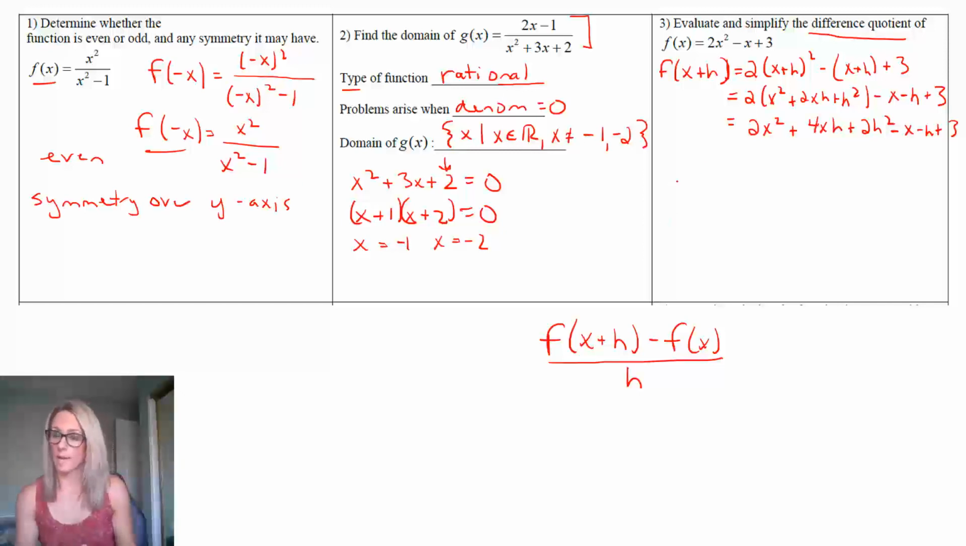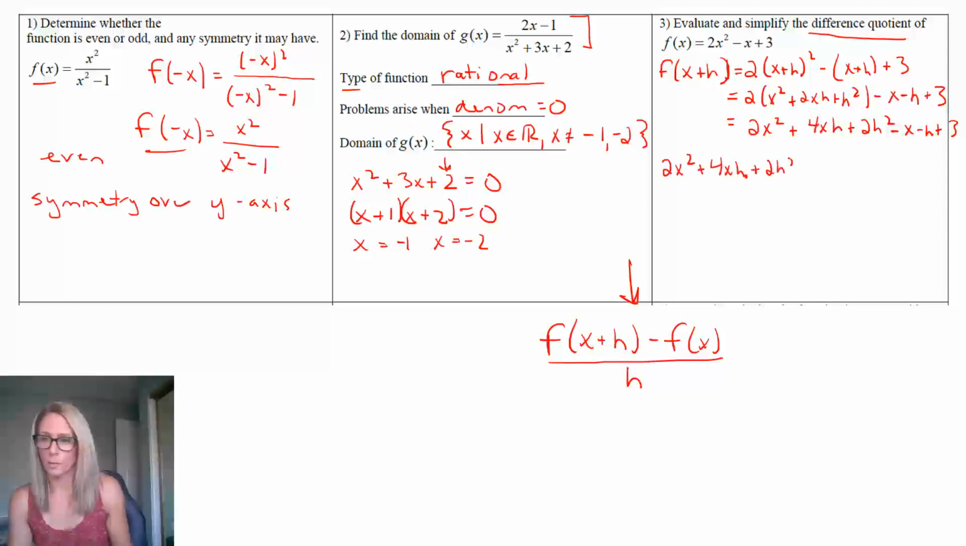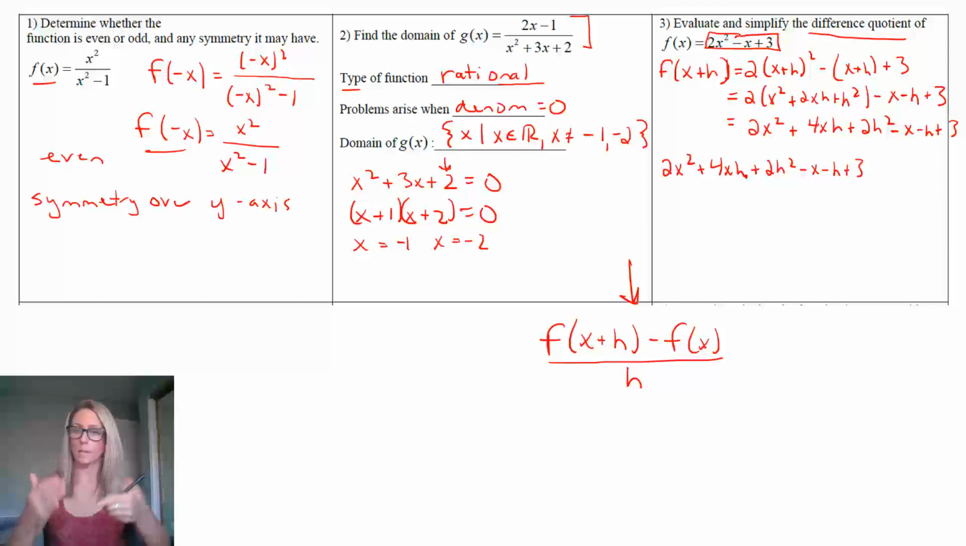So now I can put this into the difference quotient. So now I'm coming back down and I'm using this. So the difference quotient is 2x squared plus 4xh plus 2h squared minus x minus h plus 3. But then we're going to subtract our original function. So we're subtracting f of x. And what that means is we're subtracting that function, and that means basically changing the sign. So we're going to subtract 2x squared.